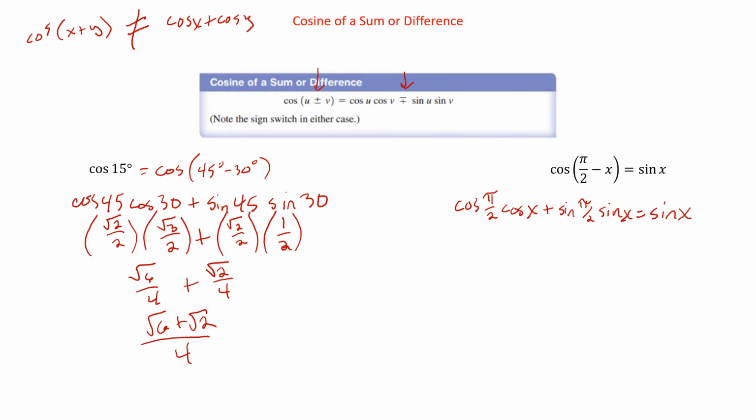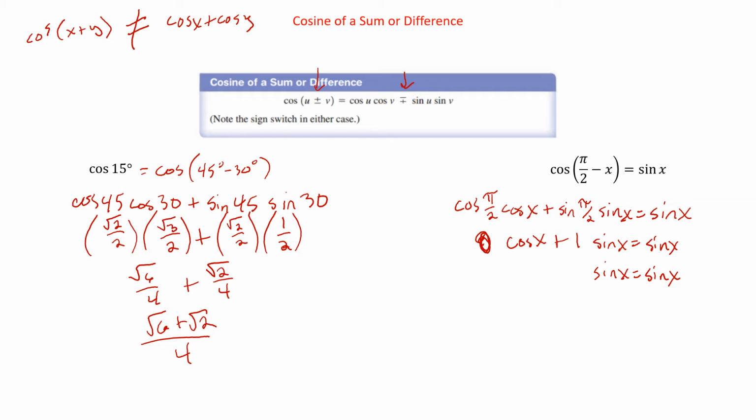Cosine of pi over 2 is just 0. Plus sine pi over 2 is 1. Well, 0 times cosine is 0. 1 times sine x is sine x equals sine x. And we can prove that cofunction identity, that phase shift, the horizontal translation, getting us the same thing.